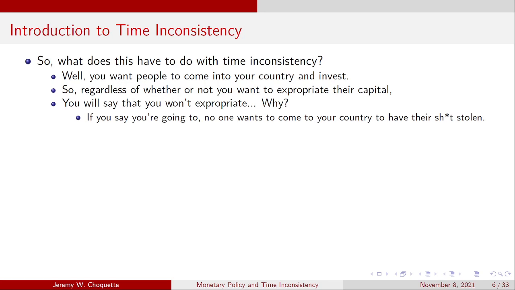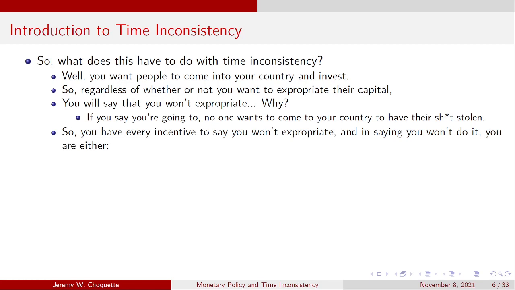Now, if you don't want to actually expropriate and kick everybody out, you're going to tell them the same thing that you would if you want to expropriate. You're going to say, we're not going to take your stuff. But there's got to be some credible signal, right? There has to be a decent, credible commitment to not actually kick everybody out. So if you say that you're going to kick everybody out, no one comes in. So obviously, if you were planning on expropriating, you would lie and say that you're not going to do it. So you've got every incentive to say that you're not going to kick people out and take their stuff.